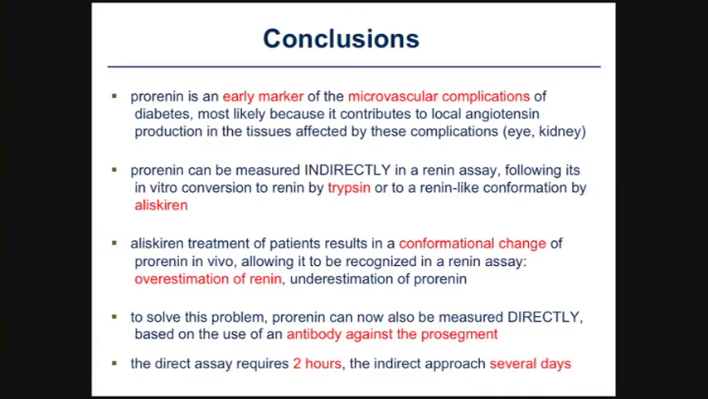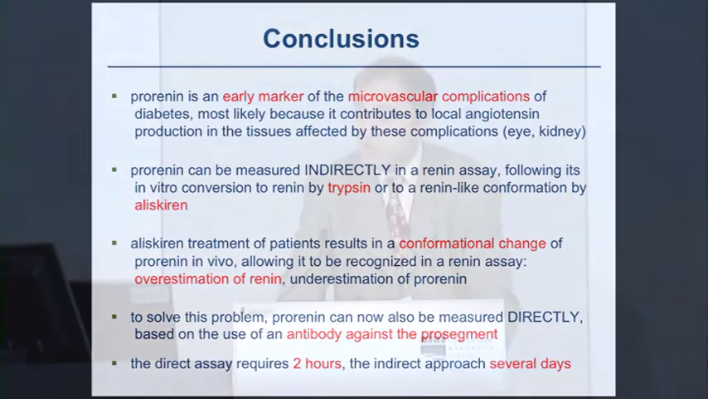And I didn't mention this, but the direct assay is extremely rapid. You have results in only 2 hours, whereas the indirect approach takes several days. We have to convert pro-renin to renin with trypsin, or to incubate it with aldosterone for 2 days. So this is a very time-consuming and technically challenging procedure, whereas this new assay is in fact much easier. It is also, by the way, much more expensive, as you may appreciate.